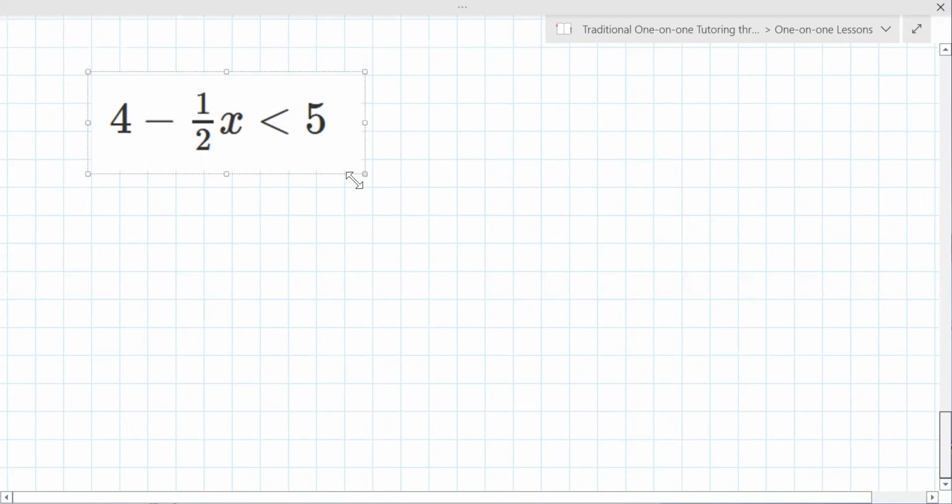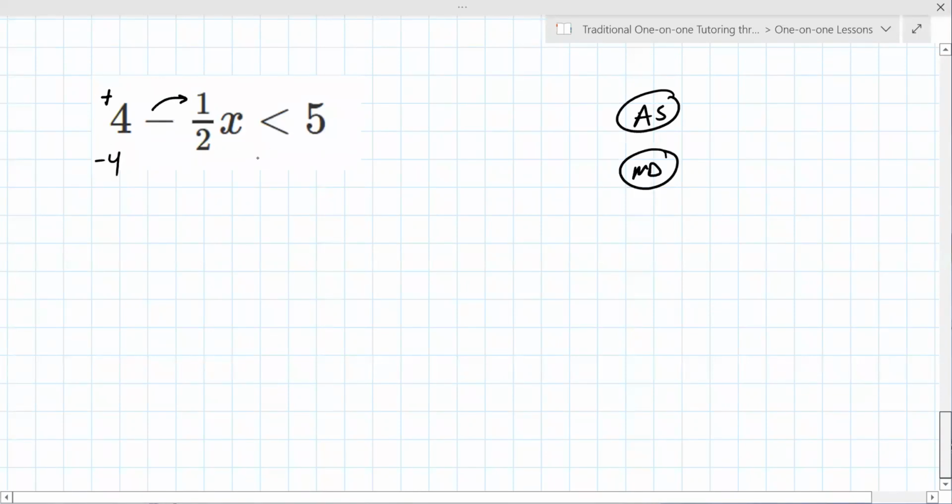4 minus 1/2 x is less than 5. Is the 4 positive or negative? It's positive. It's not written, but it is positive. And we know we're going to undo addition and subtraction before multiplication and division. So how do we undo addition by 4? Subtract 4 from both sides. Now the operator always goes with the thing to the right. So it's negative 1/2 x is less than 1.